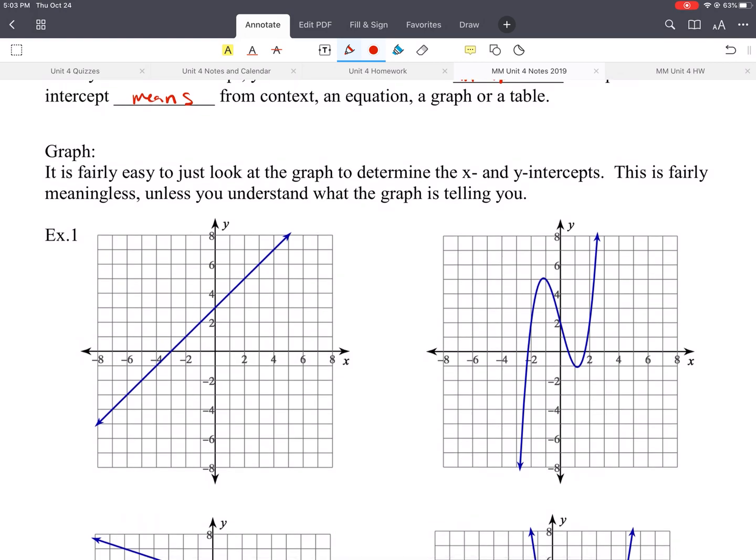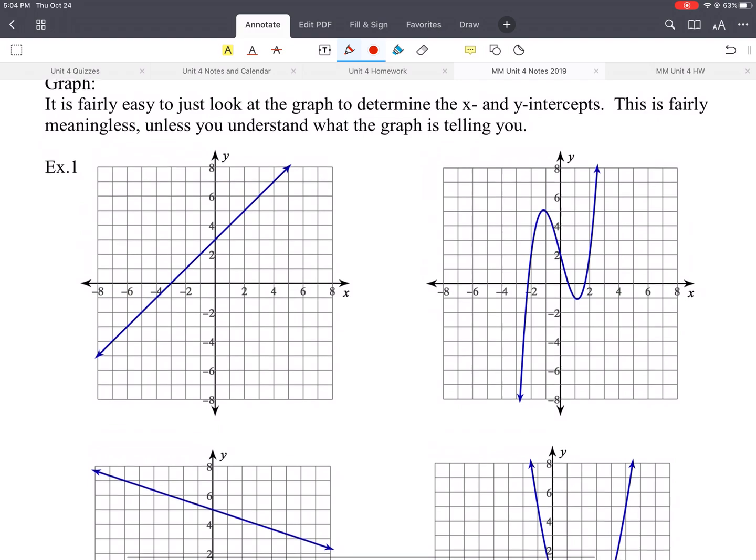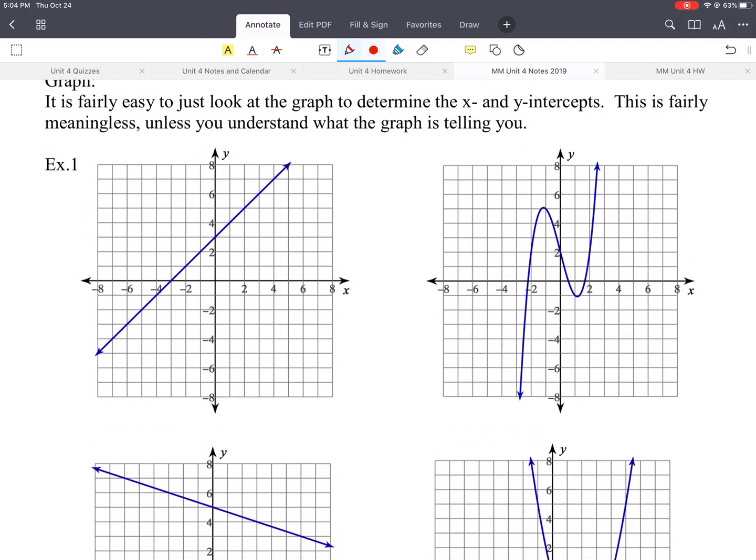It says it is fairly easy to just look at the graph and determine the x and y intercepts. This is fairly meaningless unless you understand what the graph is telling you. So a graph in itself doesn't mean a whole lot. But when we have context like word problems or a savings account, it actually makes sense. So let's start with ones where it perhaps does not make a whole lot of sense, but we'll start understanding as we go on.